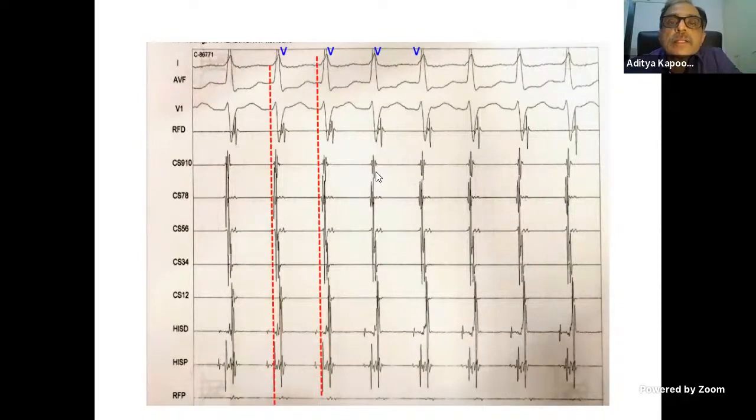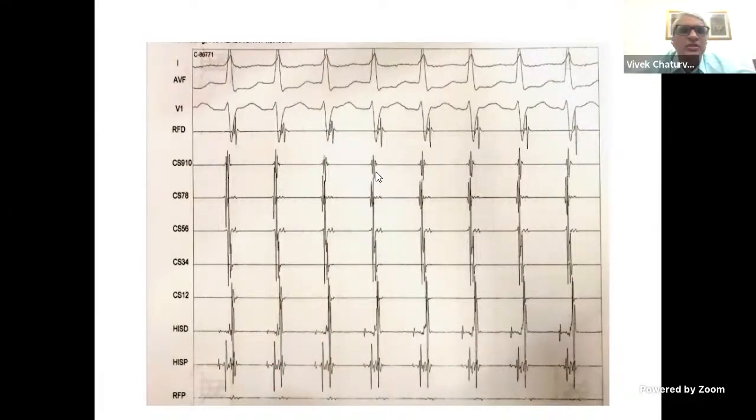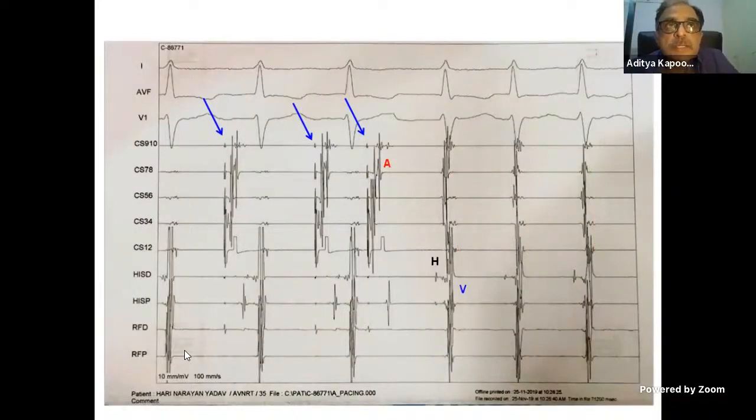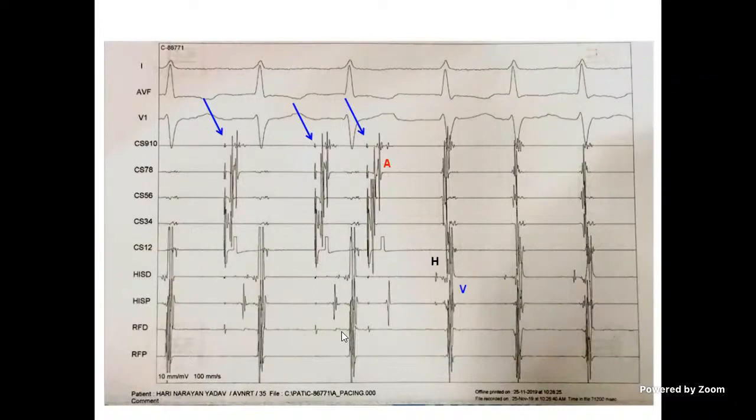Dr. Vivek, anything else in this? Yeah. So can anyone tell me what is the textbook definition of AH jump? It is related to how much prematurity and how much millisecond prolongation in the AH? A 10 millisecond decrease in the atrial premature complex, with more than 50 millisecond increase in AH interval.